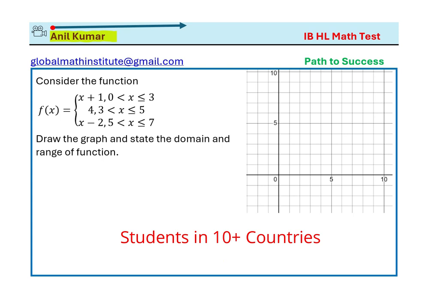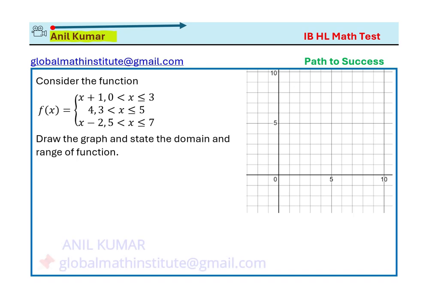So the question here is, consider the function f of x equals x plus 1 when x is greater than 0, less than or equal to 3, equals 4 when x is greater than 3 but less than or equal to 5, and is x minus 2 when x is greater than 5 and less than or equal to 7. It says draw the graph and state the domain and range of the function.